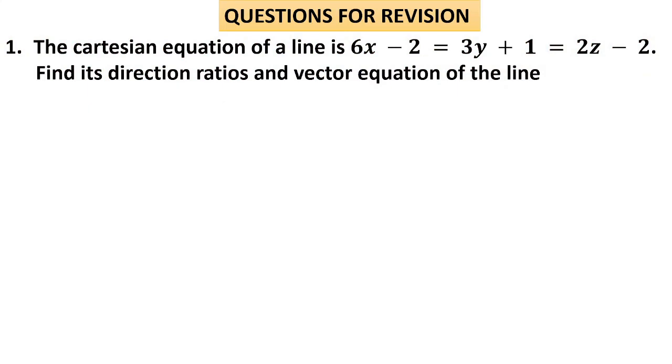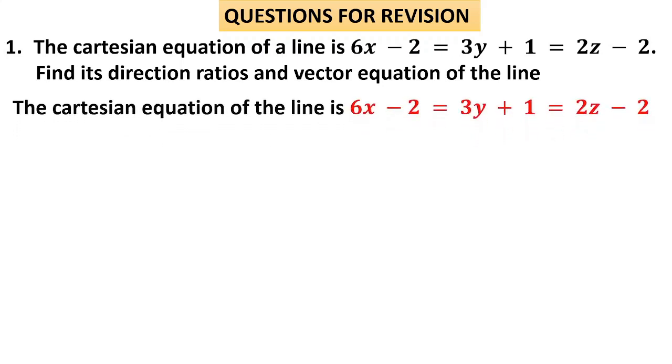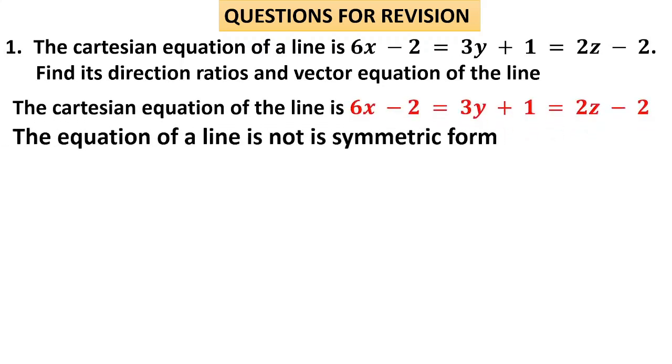Let us move on to questions now. For question number 1, you have been given the Cartesian equation of a line: 6x minus 2 equals 3y plus 1 equals 2z minus 2. You have to find the direction ratios and the vector equation of the line. Check whether the given equation is in standard form. No. The Cartesian equation is given, but the equation is not in symmetric form.